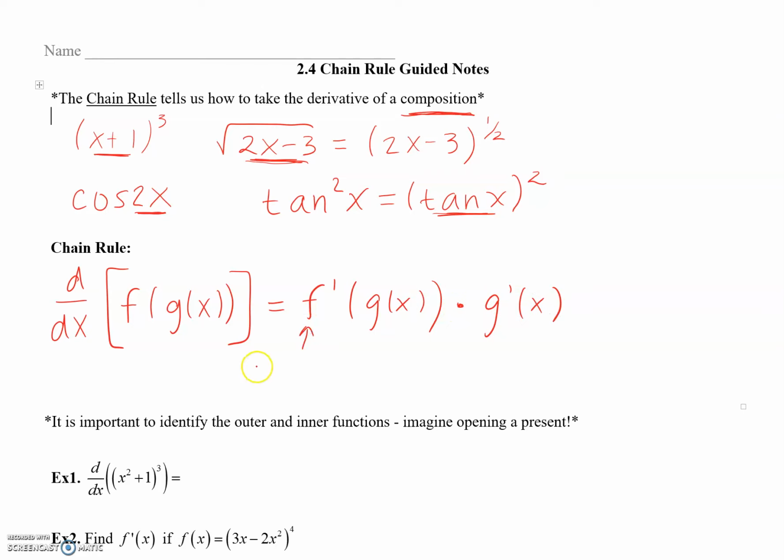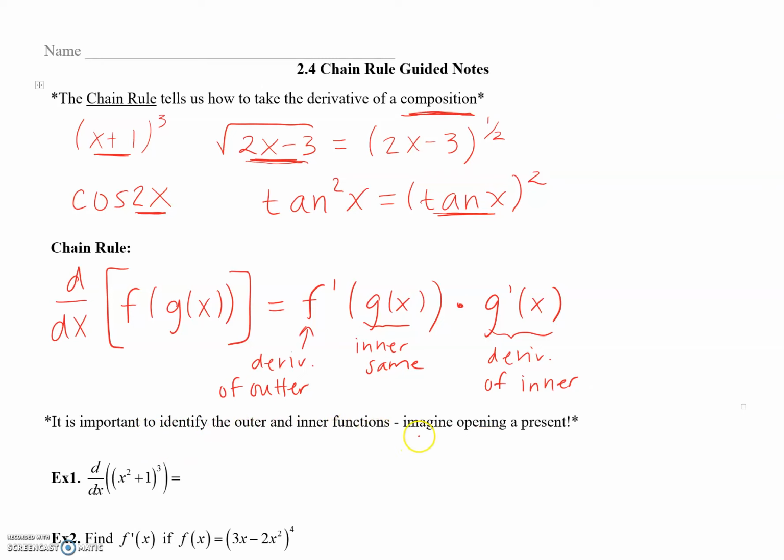If you want to make yourself some notes, we're taking the derivative of the outer function, recognizing that the inner function stays the same. We didn't change it. And then we multiplied by the derivative of the inner function. It's going to be really important when we're using the chain rule that we can identify the outer and the inner functions.